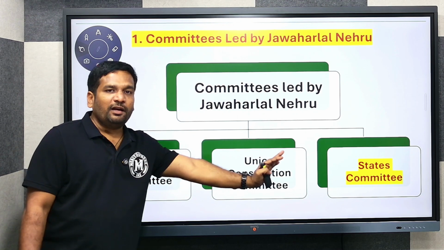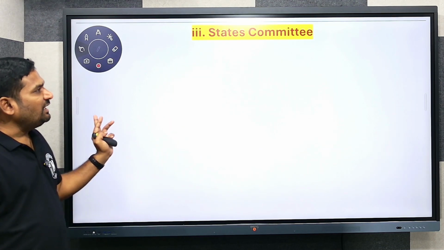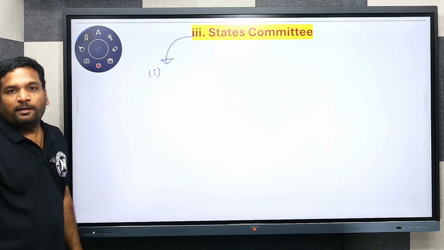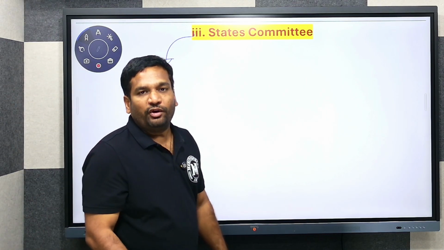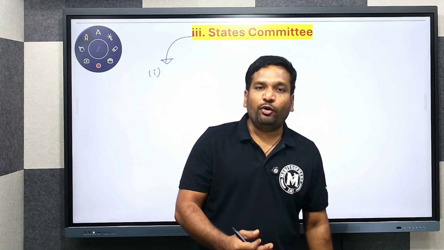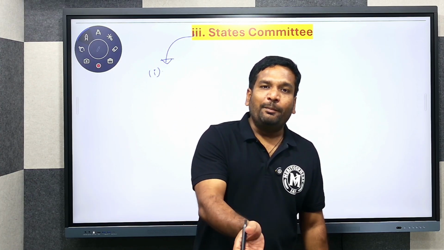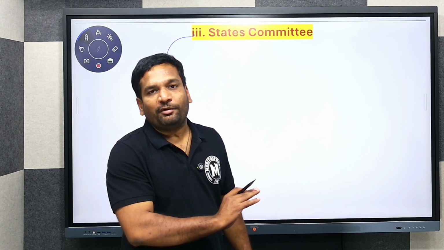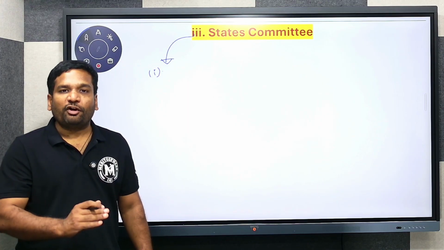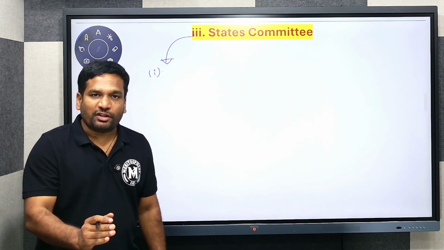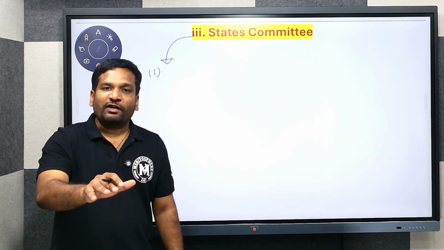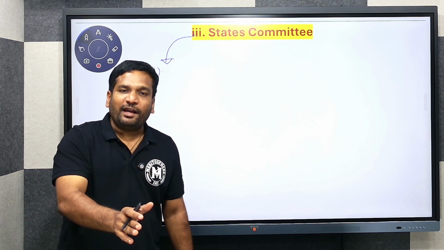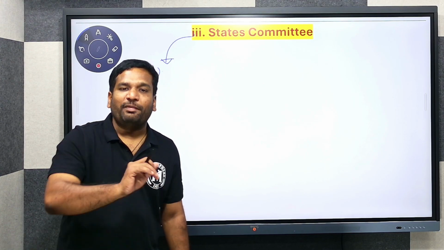So now the third committee under Jawaharlal Nehru was the States Committee. The particular task of this committee was to negotiate with the Indian princely states and to make them send their representatives to the Constituent Assembly. The purpose was to negotiate with the Indian princely states and make sure that they send their representatives to the Constituent Assembly. In other words, to make the Indian princely states part and parcel of the constitution making.